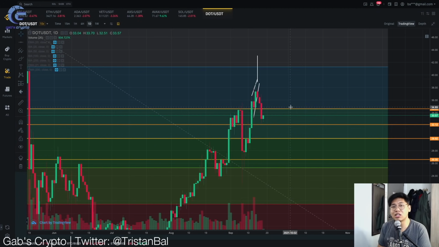So ayun muna yung update natin dito guys sa mga iba't ibang buying areas. And especially kung maglalagay ka ng big trade sa inyong mga spot wallet or mag-stake ka, you can actually buy at these different areas for the different coins.